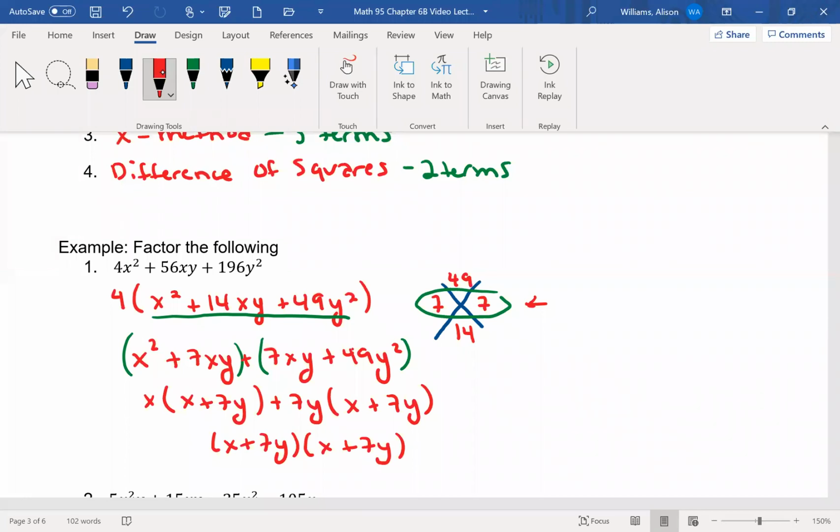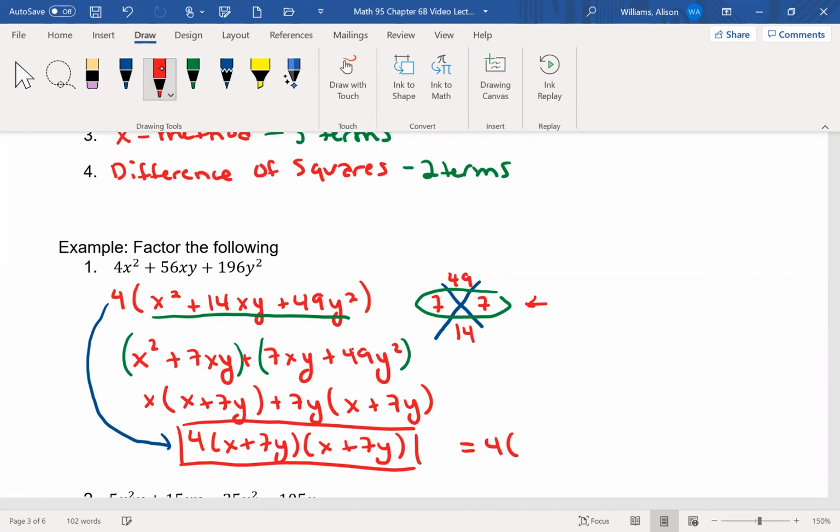But then I don't want to forget the 4 that I had for my GCF at the beginning. So I want to make sure I bring that 4 down. So I could write my answer this way, or I could go ahead and write it as a perfect square. So I could write 4 times, x plus 7y squared. Either way is good.